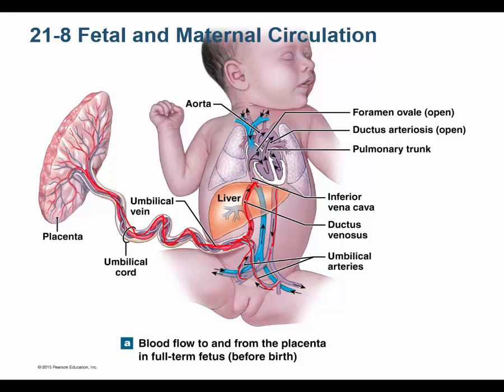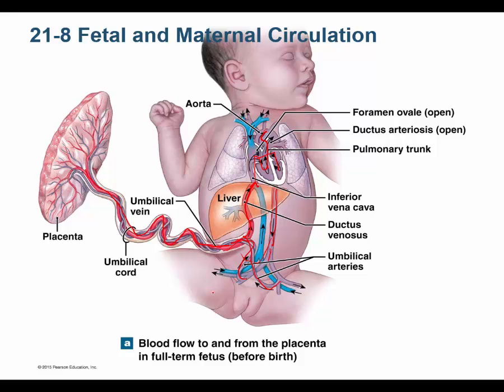So all this oxygenated blood comes back and mixes, goes into the right atrium, right ventricle. By the way, if it goes through the foramen ovale to the left atrium, then the left ventricle, and if it misses the foramen ovale, it goes through the ductus arteriosus into the aorta, so it's bypassing the lungs, and then it goes out to all parts of the body, and some of it goes back and gets some more oxygen. So this is fetal circulation.